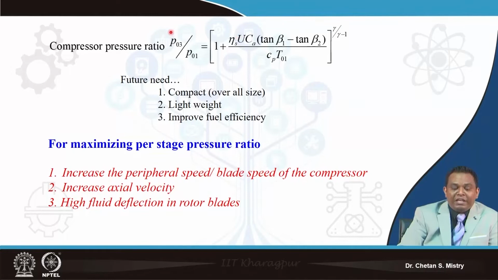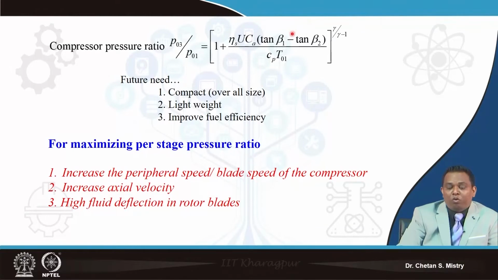Okay. Next component, it says my peripheral speed. So what it says, if I am looking for per stage pressure rise to be large, I need to increase my peripheral speed. So that's what it says, in order to maximize per stage pressure ratio, increase your peripheral speed or your blade speed. Okay. Next component, if you look at, that says my axial velocity. So what it says, if I am increasing my axial velocity, I am able to increase my pressure ratio.